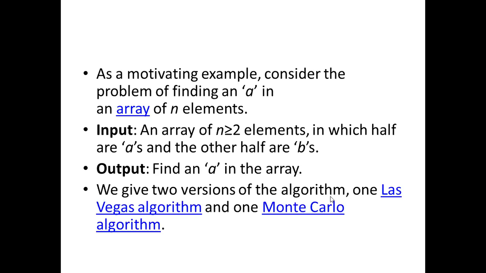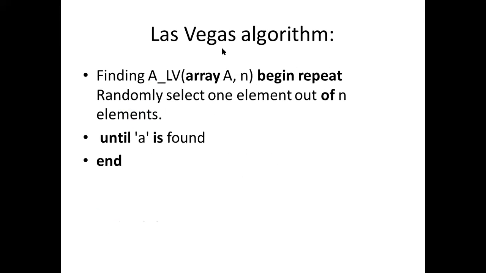We give two versions of the algorithm: one is the Las Vegas algorithm and the other is the Monte Carlo algorithm. So we have two types of algorithms. In the Las Vegas algorithm, finding an A in array A of n elements, we begin: repeat, randomly select one element out of the n elements, until A is found. We need to perform the random selection until we receive an A.